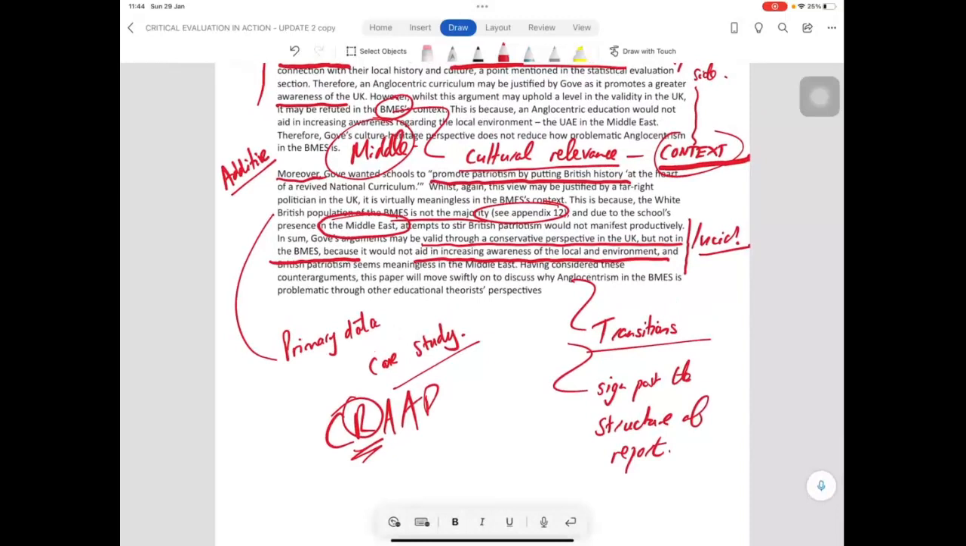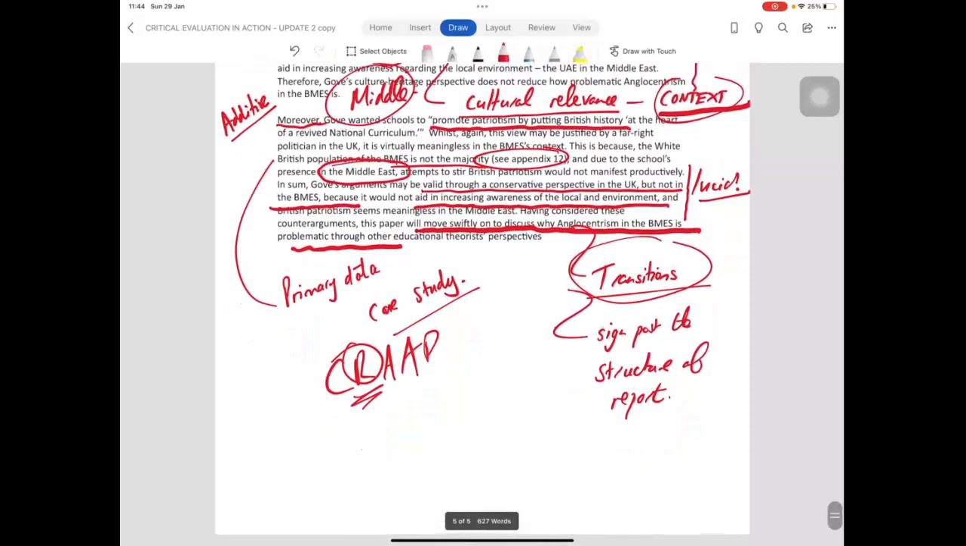Just want to say one more thing about this. Having considered these counter-arguments, this paper will move swiftly on to discuss why Anglocentrism in British schools in the Middle East is problematic. Very nice transition here. So I just want to remind you, in a long report, it's very good to signpost the structure and to tell the reader what you're moving on to and to provide little mini conclusions that show what that section did in terms of answering this research question.